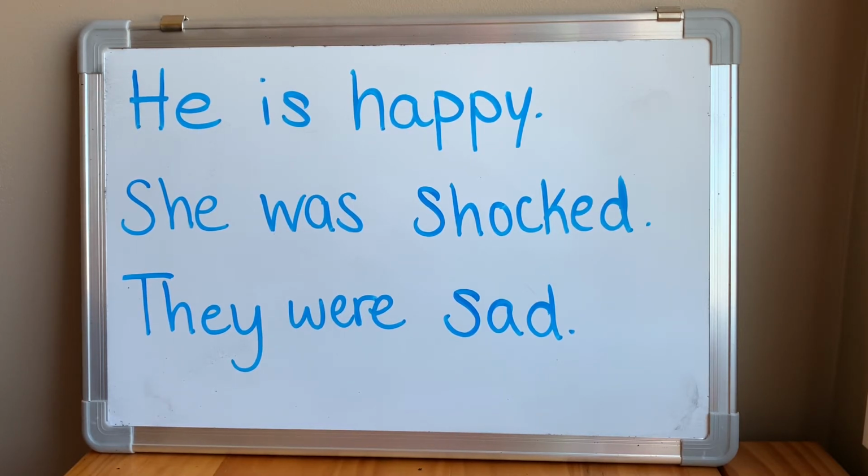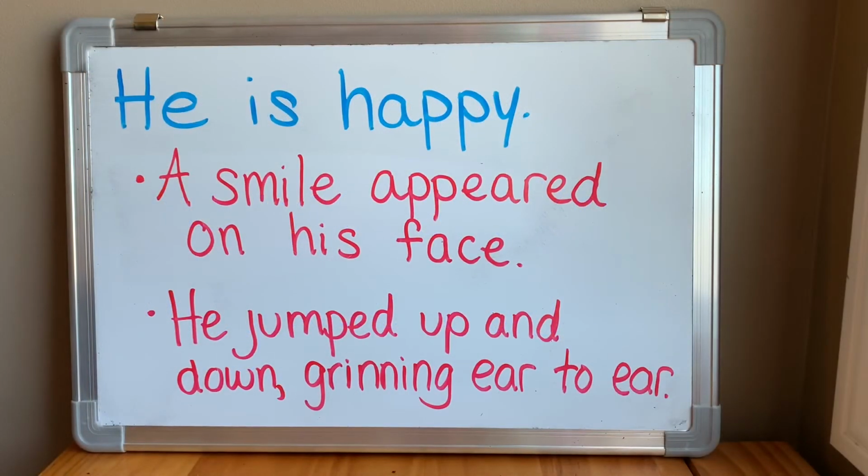Each of those sentences is telling us how a person is feeling. They're not showing us with description and with words. While there's nothing wrong with writing a sentence like this, you can certainly enhance it by showing. Let's take a look at the first sentence. He is happy. As I mentioned before, it's a telling sentence.